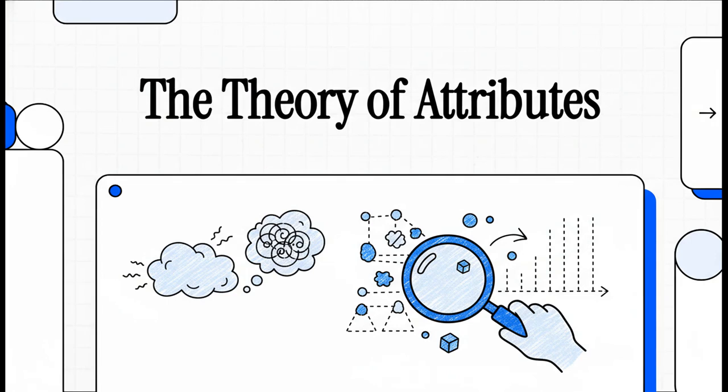Hey everyone, and welcome. Today we're going to tackle something that sounds, well, pretty much impossible. How do you actually put a number on things you can't see or touch? We are diving headfirst into the theory of attributes, a seriously cool way to measure the unmeasurable.